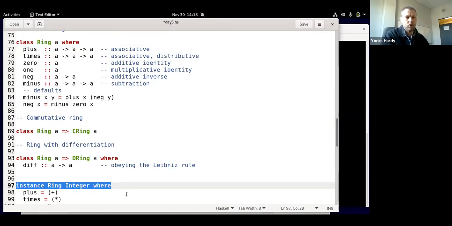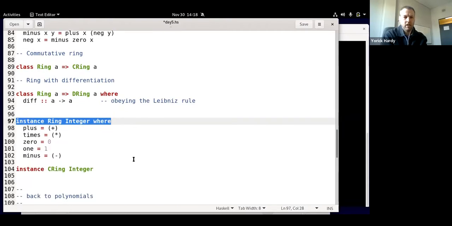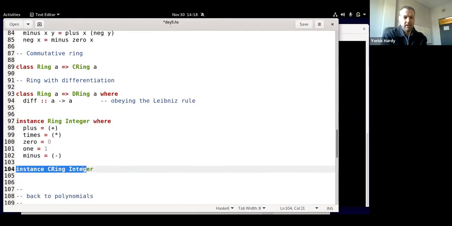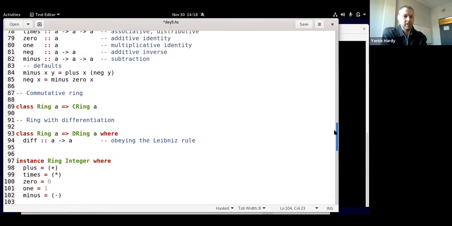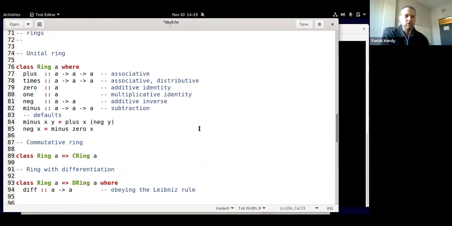The integers form a commutative ring. So what I do is I first declare them as a ring, and then I say that Integer is an instance of CRing, and I don't do anything further. It's just Haskell will believe me that it is a commutative ring. So commutative ring is where multiplication is commutative. I should have added here, of course, addition is commutative.